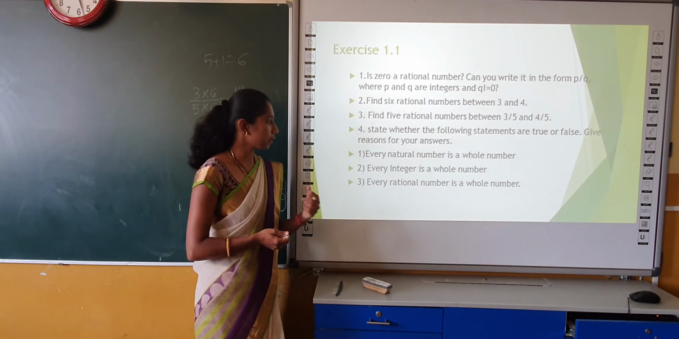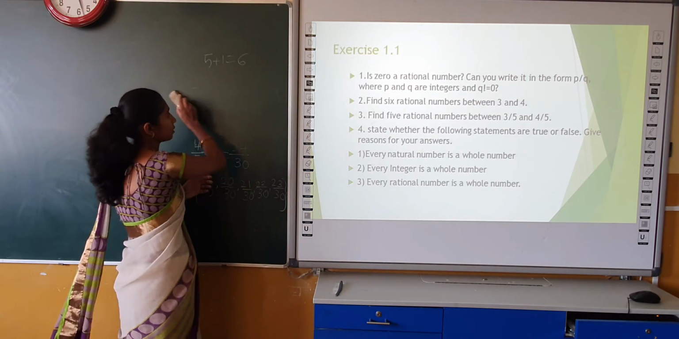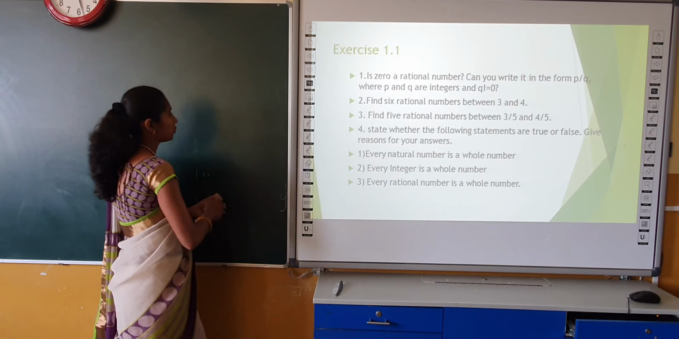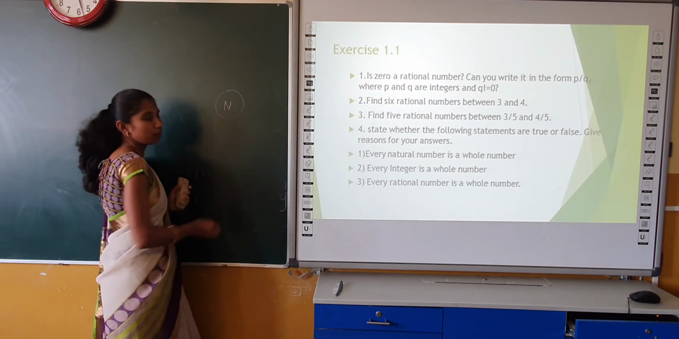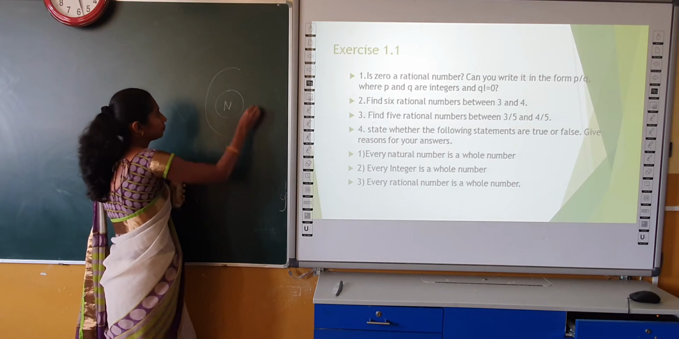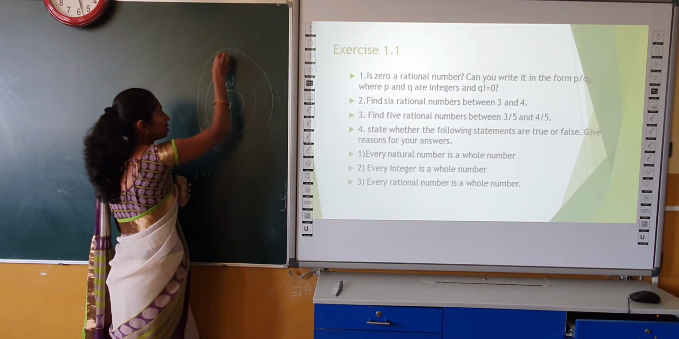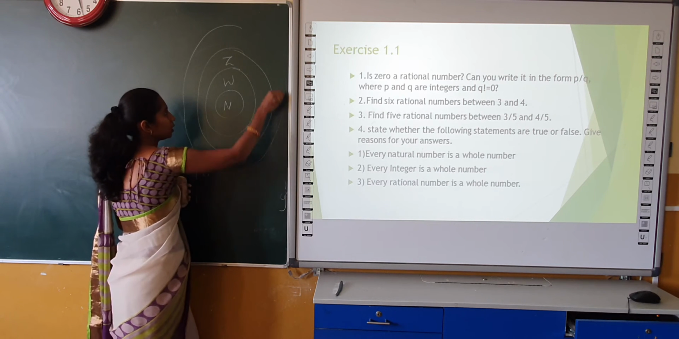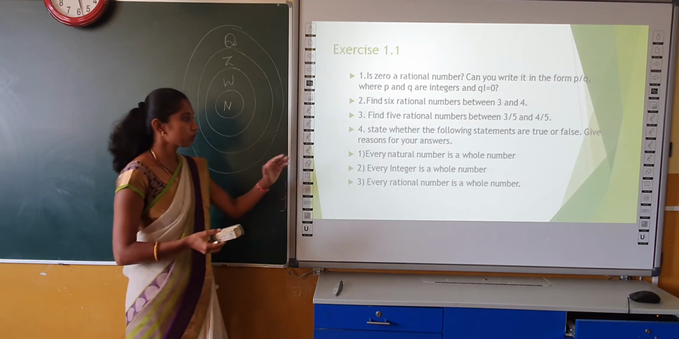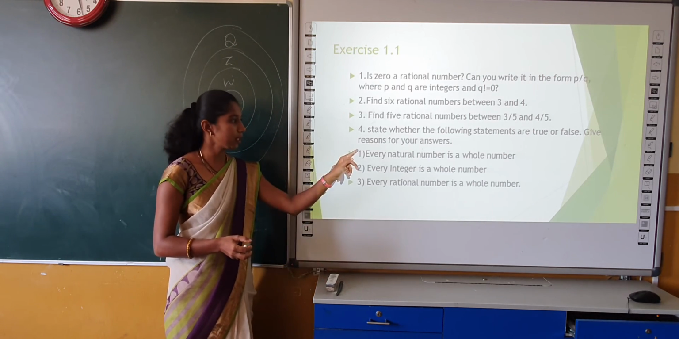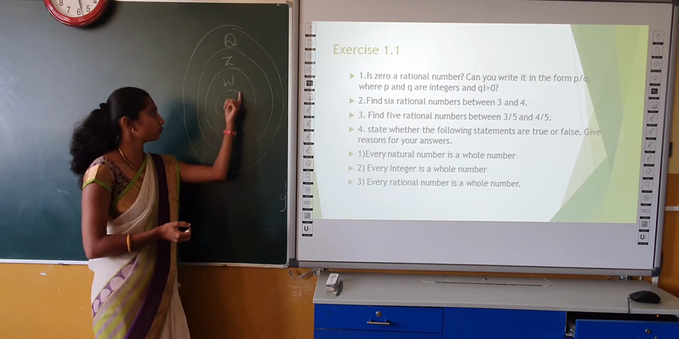What is the first question given? Before that, I'll just read the diagram to understand clearly. First, which numbers come? I write the symbols now, easy and fast. Natural numbers, later whole numbers. After that, integers, later the rational numbers. Next, look at the first question: every natural number is a whole number. Look at this. You can easily understand now.